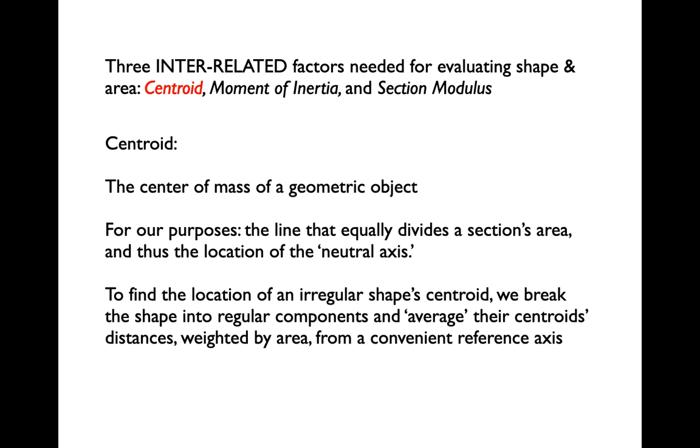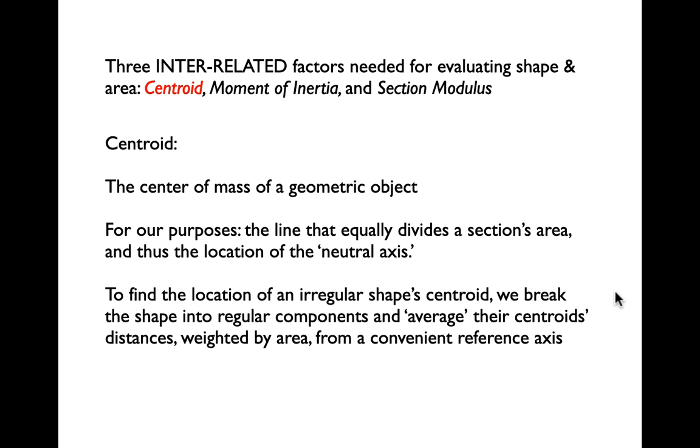In any given shape, the center of mass of that cross-section is going to be the location where, in bending, the material is experiencing no stress at all. You can think of it as the place in the section that is the least efficient place to put material. Basically, what we'll think of it as is a line that equally divides a section's area. There'll be an equal amount of area in the cross-section above, equal amount below, and that will therefore be the location of the neutral axis.